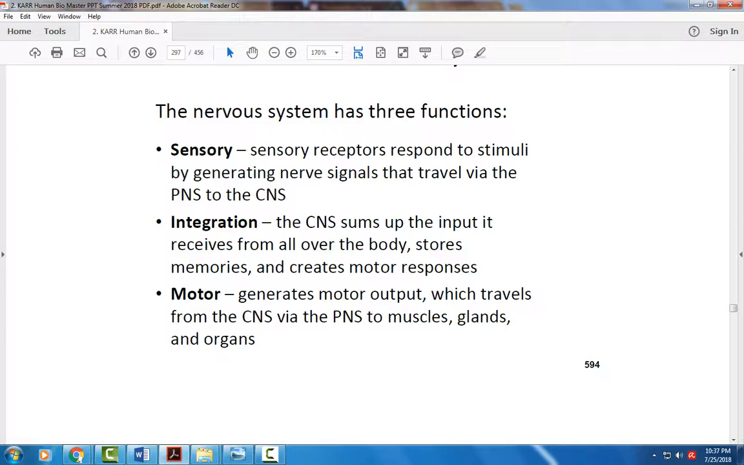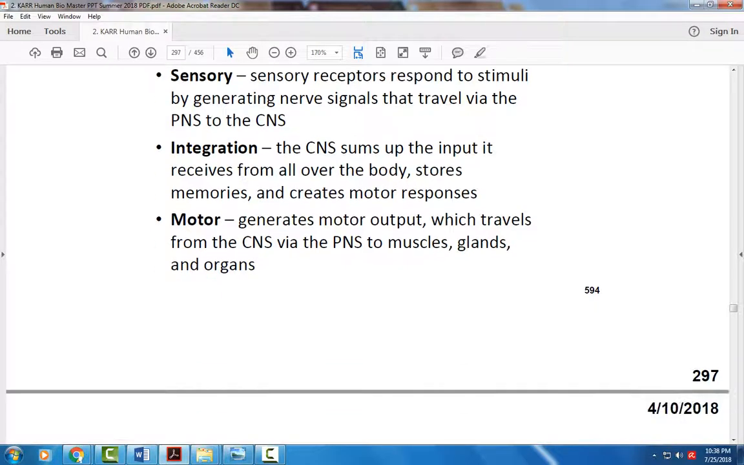So you can simply remember it. If you have your notes in front of you, you can write some simple notes here. And sensory is incoming information. Integration just means we're processing in the brain, and the motor is the response or outgoing information back out to the organs, glands, or muscles.